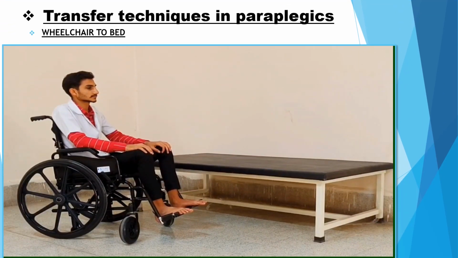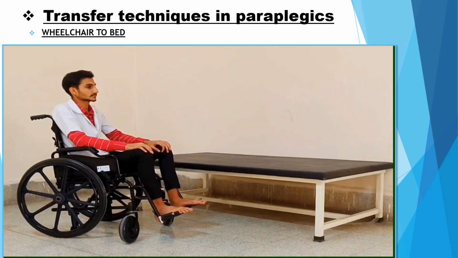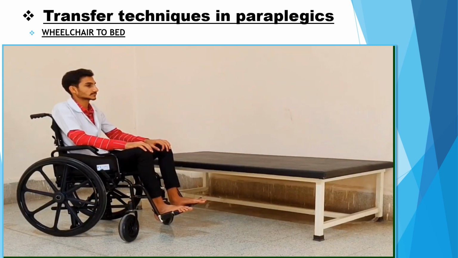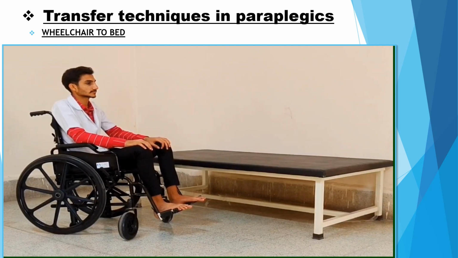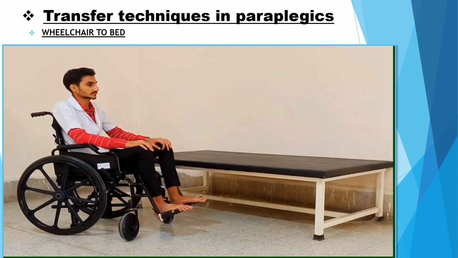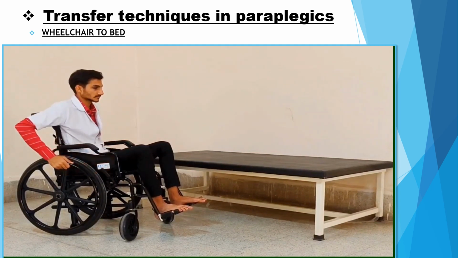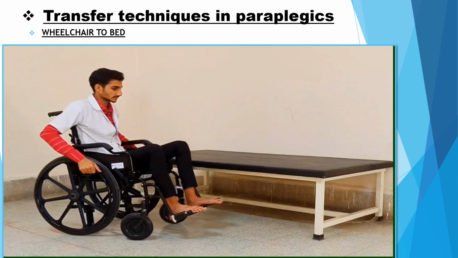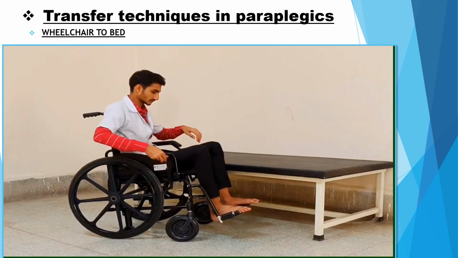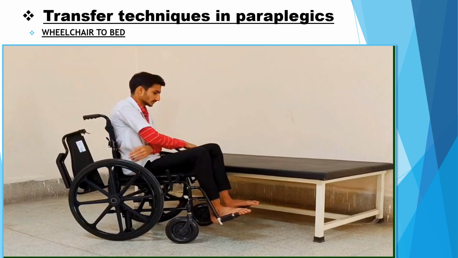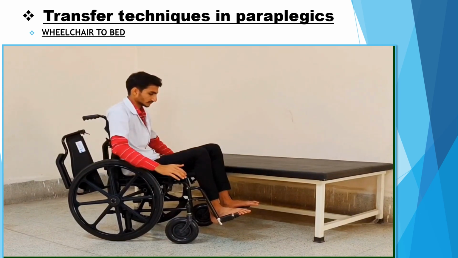Moving towards the first strategy, that is wheelchair to bed in paraplegics using the self approach. Aim: the aim is to improve the ability to transfer from wheelchair to bed using the self approach. Patient instruction: move the wheelchair closer to the bed so that the transfer would be easier. Make approximately a 40 to 60-degree angle with the bed. Remove the armrest, put the brakes or locks on and move the casters forward.